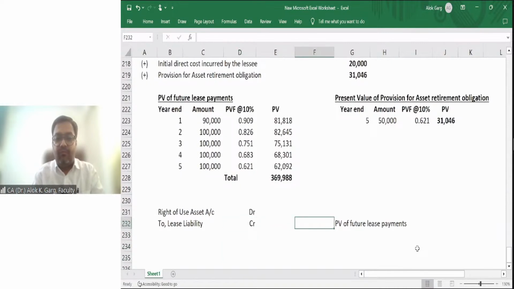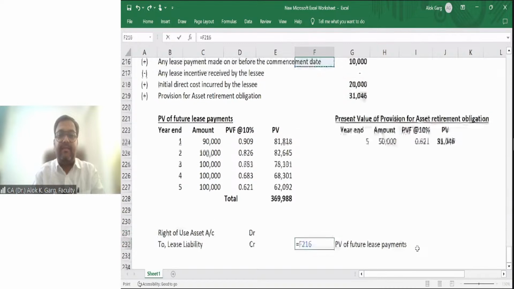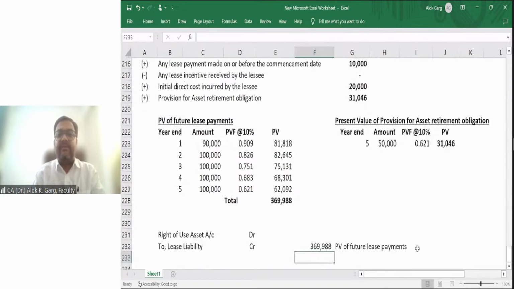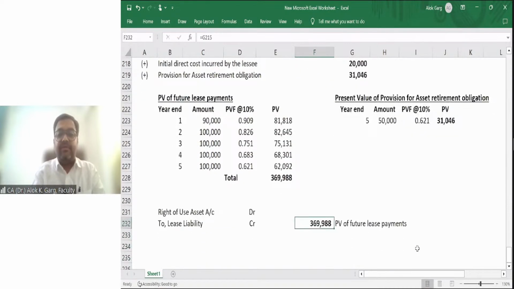And with what value will I credit my lease liability? I'll credit my lease liability with 369,988. This is what I'm going to pay in future. Next, cash, or I would say, the accounting entry which I have passed.